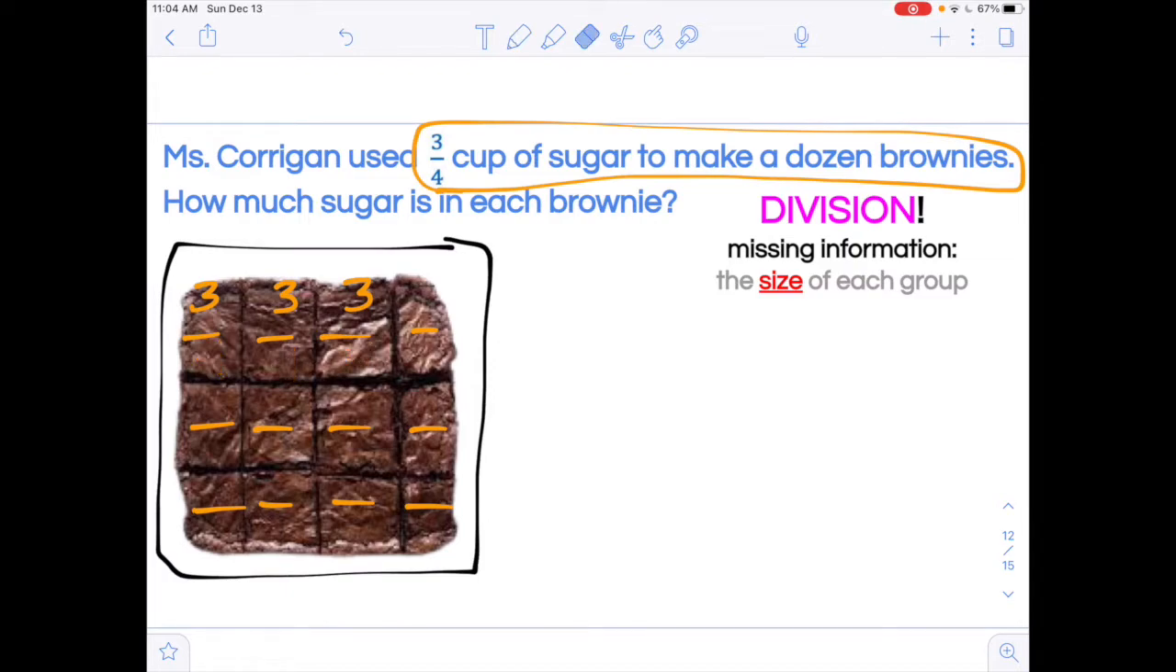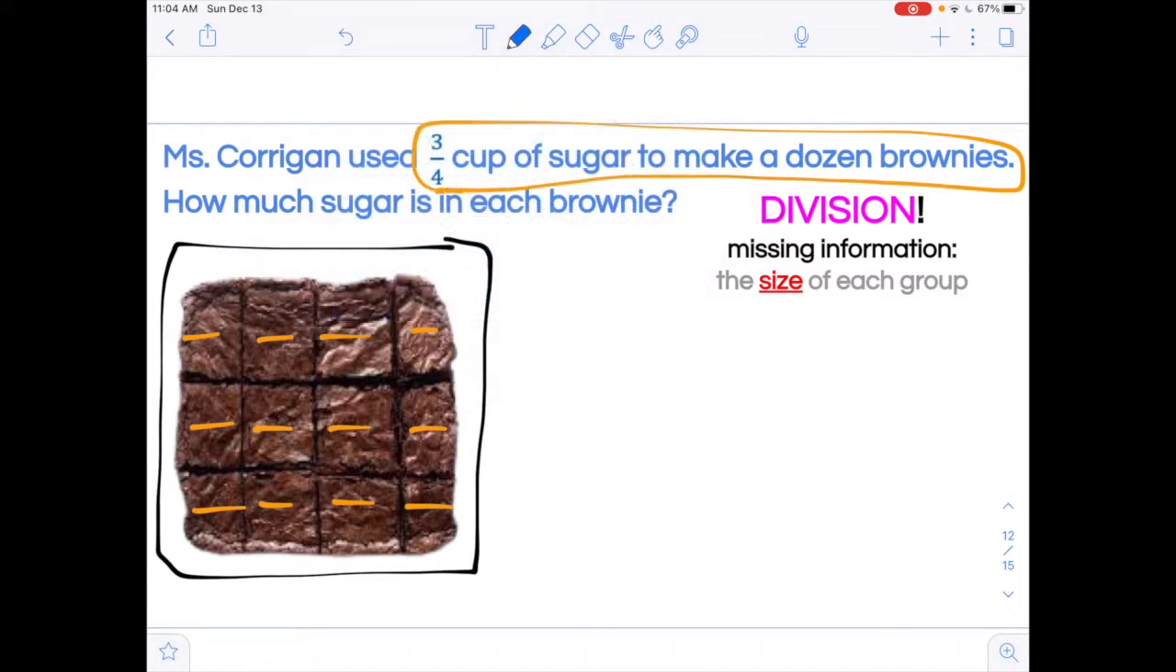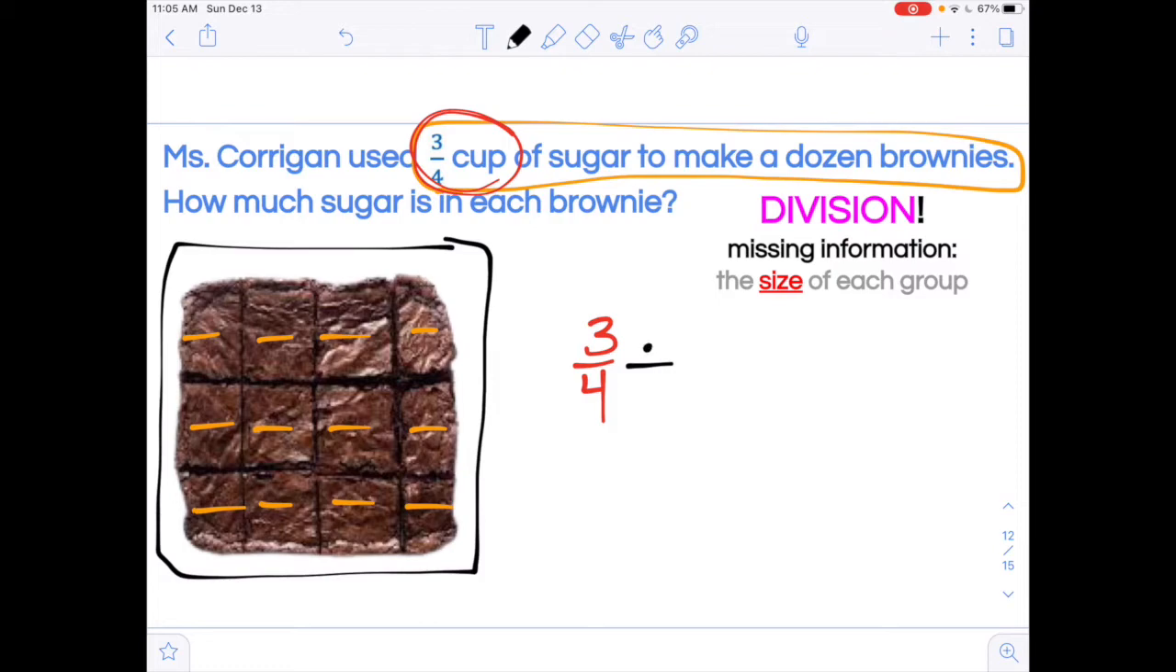Okay, so in the chair problem, it was pretty easy. We could just move the chairs around to make groups of 10. This time it's not so easy, and I don't know what number goes inside each of those brownies. But I do know that if this is division, then I need all of the sugar that she used, which was 3/4 of a cup. She used all of that 3/4 of a cup, and she split it equally. And this just naturally happens through the baking process. It gets split equally into 12 brownies.